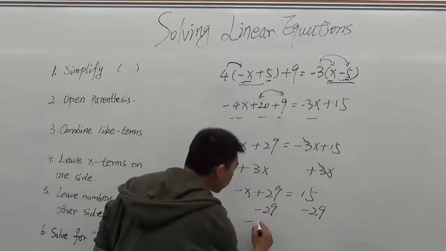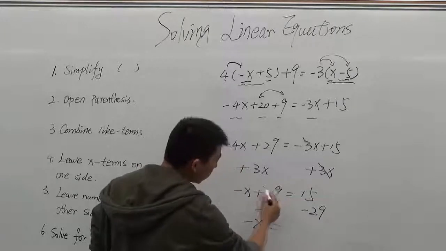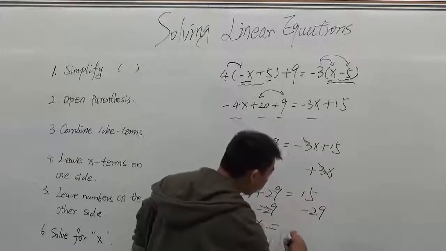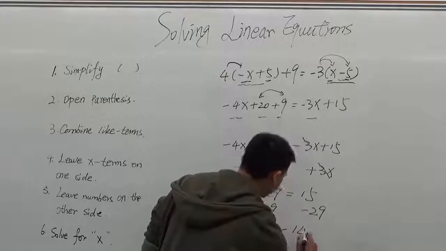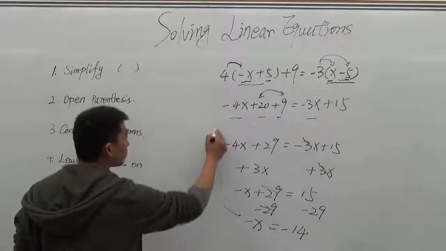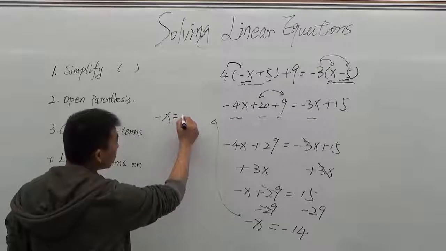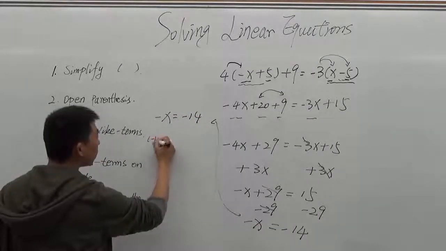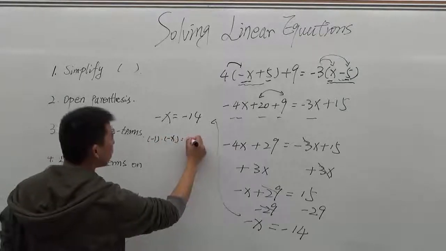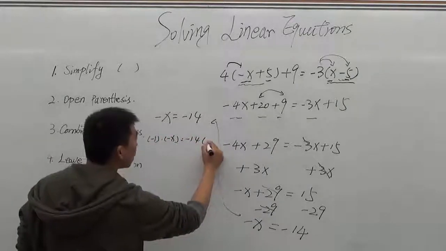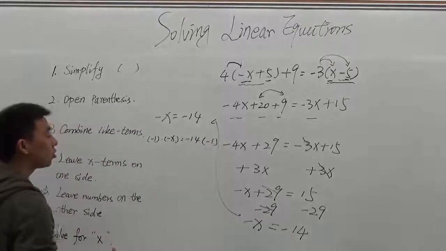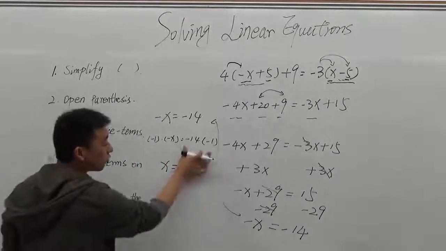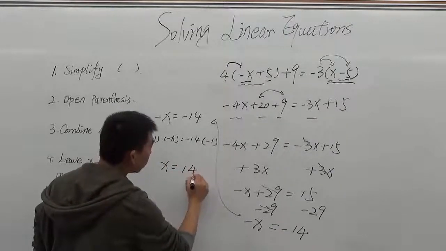Then we have negative x equals, because plus 29 minus 29 cancel out, 15 minus 29 gives us negative 14. So we have negative x equals negative 14. Here you can multiply by negative 1 on both sides, or you can divide by negative 1. These are the same, because negative times negative gives a positive x, and negative 14 times negative 1 gives us 14.